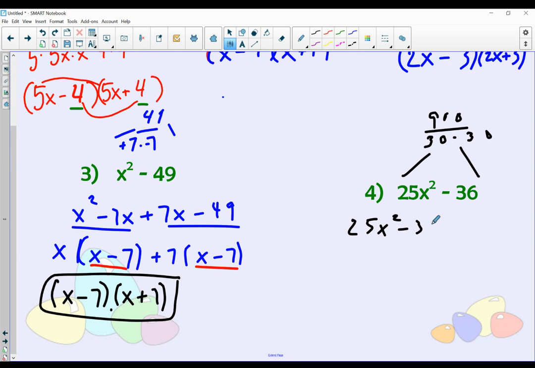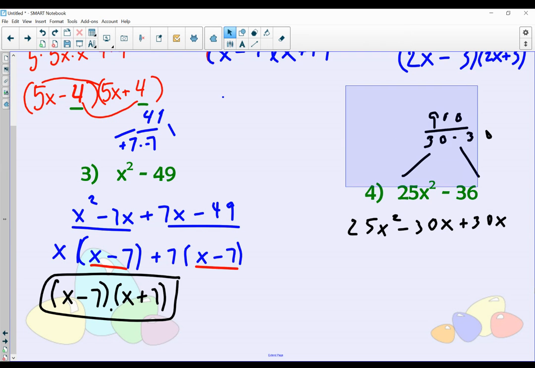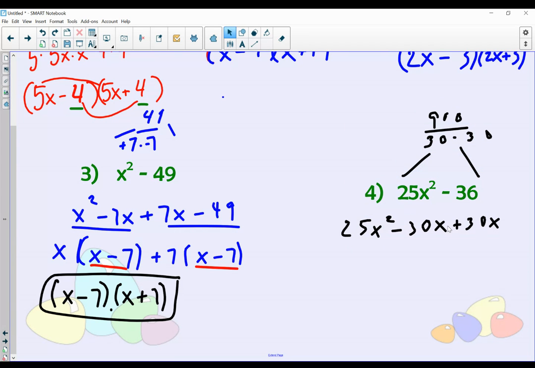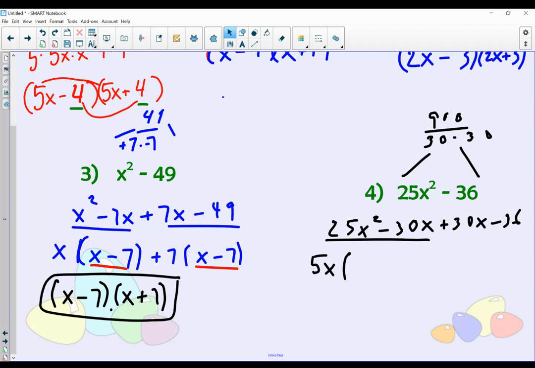So I get 25x squared minus 30x plus 30x minus 36. I know it's getting a little sloppy, sorry. So I see on this side that 25 and 30 have 5 in common. They also both have an x in common. And then I'm going to factor that out, and I'm left with 5x minus 6.